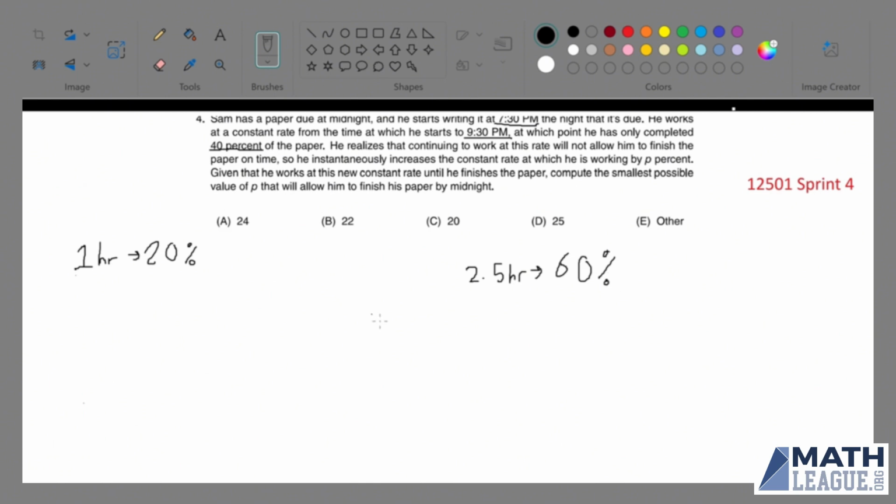To accurately compare these rates and find the percent increase between them, we need to put them in the same number of hours and find what percent of the paper he writes every hour after he increases his rate, which we can find by dividing 60 by 2.5. Doing so tells us that his post 9:30 p.m. rate is every hour he writes 24% of the paper.